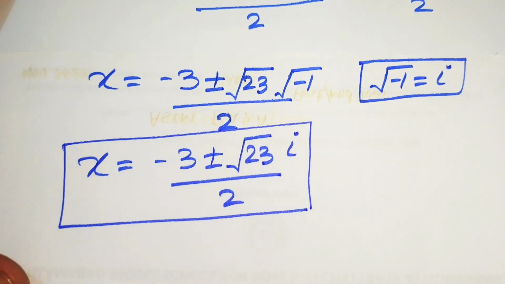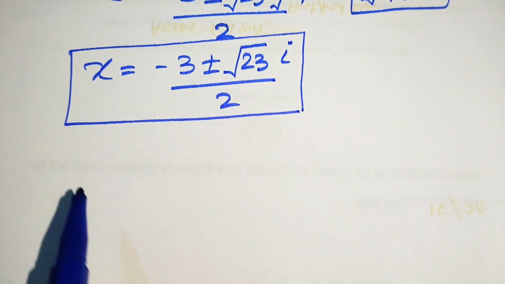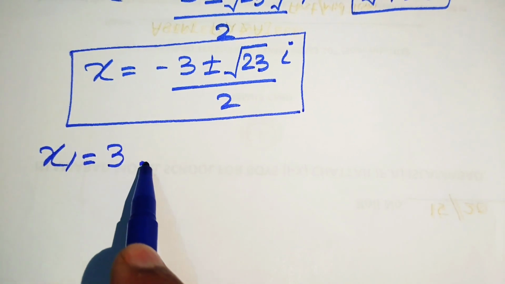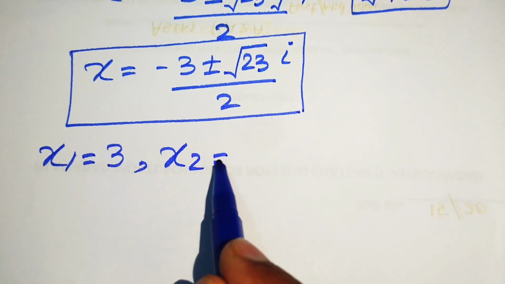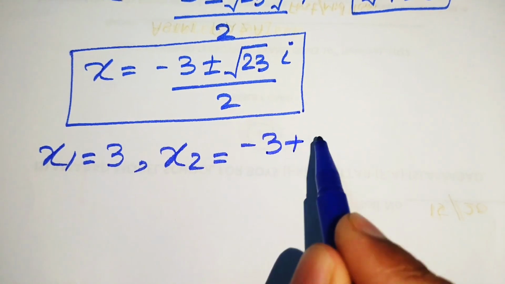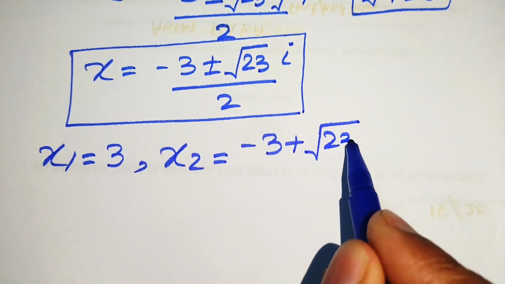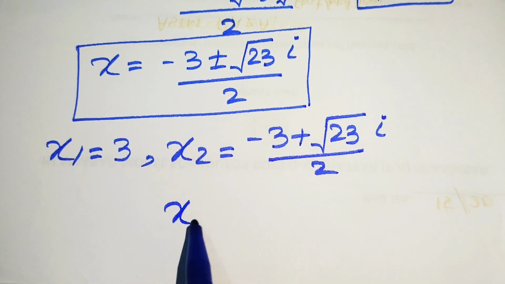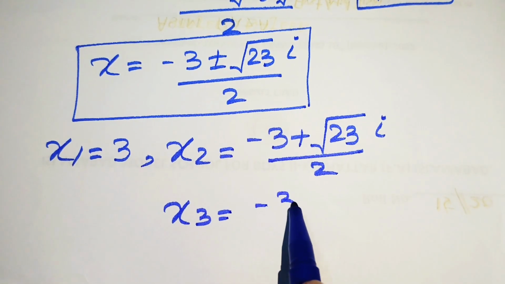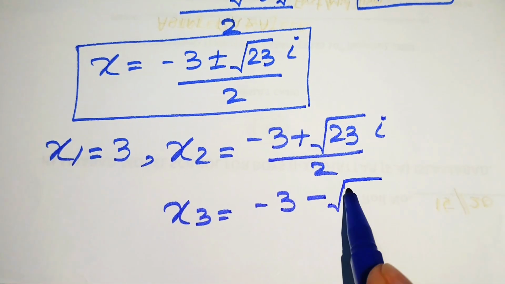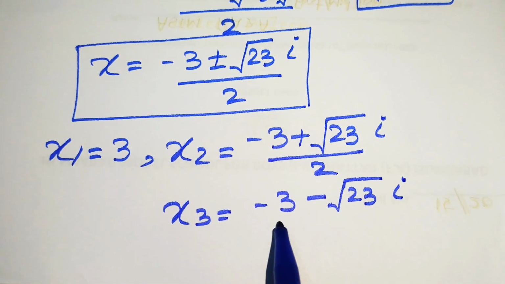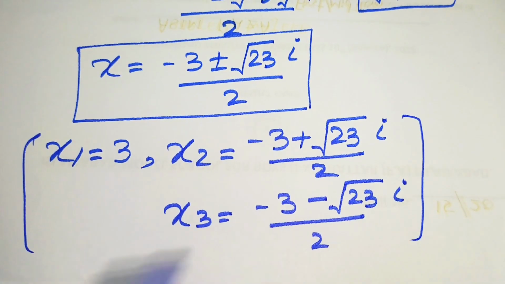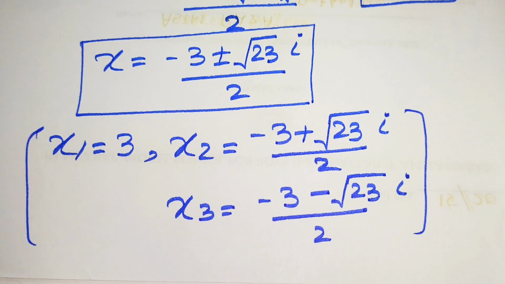Okay, so finally the three roots of the given equation are: the first root is x1 equals 3, the second root is x2 equals minus 3 plus square root of 23 iota divided by 2, and the third root is x3 equals minus 3 minus square root of 23 iota divided by 2. So these are the three roots of the given equation and this is the final answer.